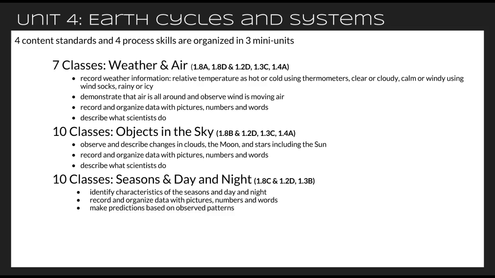The second mini unit is 10 classes, and that's talking about objects in the sky. Students in first grade are going to observe again and describe changes in clouds, the moon, and stars, including the sun. You can see the moon during the day sometimes, but you definitely will want to talk to parents about taking students out to observe the moon and stars at night if possible.